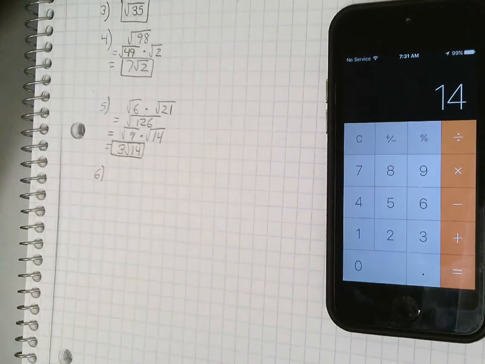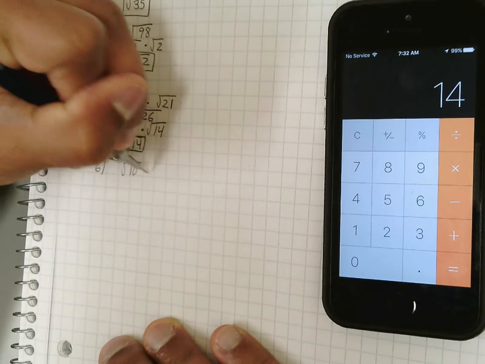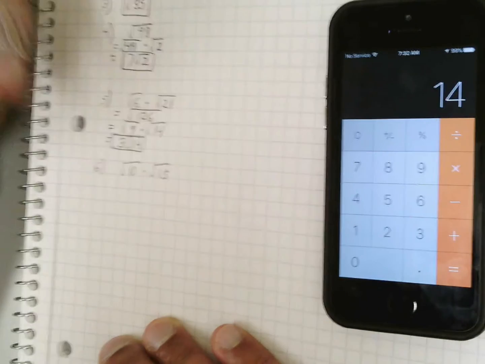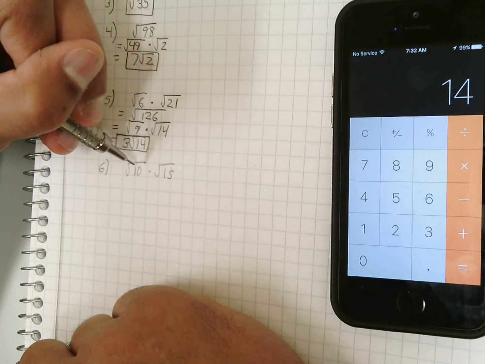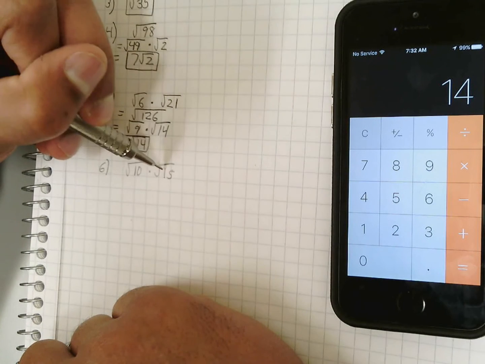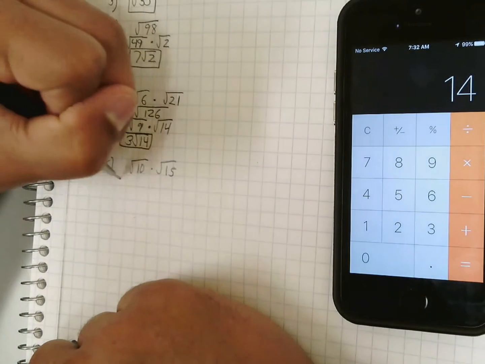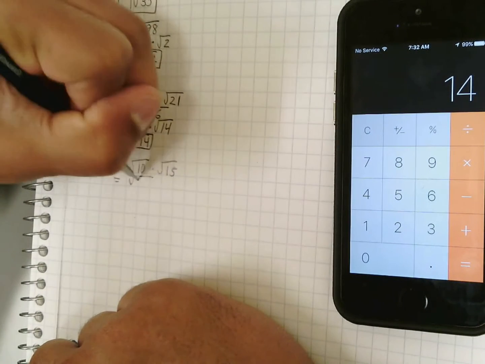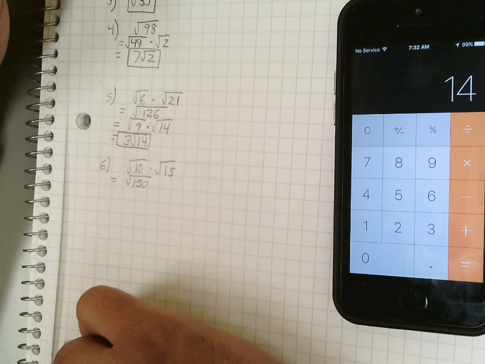Let's do a couple more of those. How about the square root of 10 times the square root of 15? I can't simplify the square root of 10 because 10 is not divisible by 4 or 9. Nor can I simplify the square root of 15. It doesn't have any perfect square factors. So I'll just multiply. But 150 might be able to be simplified.